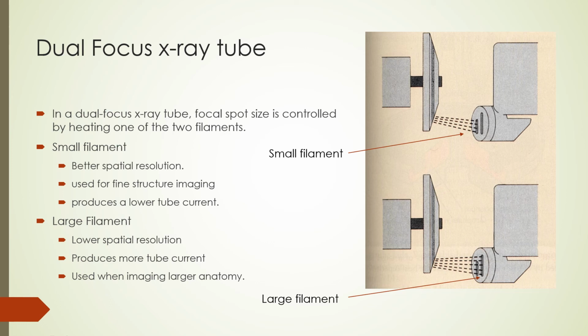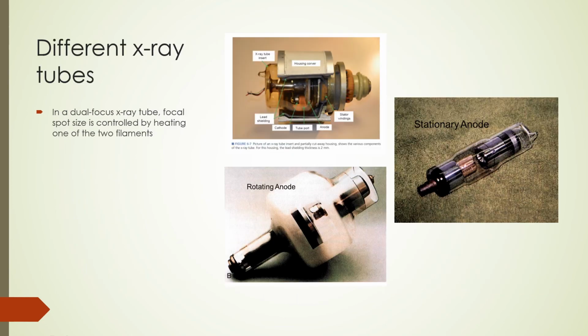When large anatomies are to be imaged, the large filament is selected. When fine structure and small anatomies are to be imaged, the small filament is selected. Here are some pictures of X-ray tube insets. A cutout is also shown with the parts labeled on the top left figure.